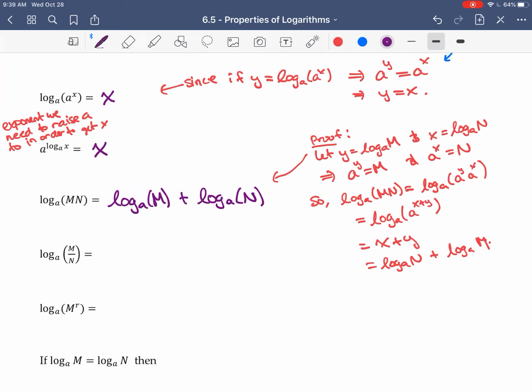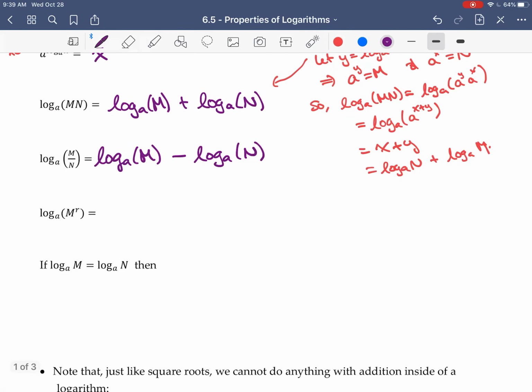The division one is the same, okay, so I'm not going to prove this one, but it's going to be log of the top one minus log of the bottom one. So this one's kind of neat. Here I have log base a of m to a power. So when you have this, what you can do is drop the power to the front. So this is actually r times log base a of m.